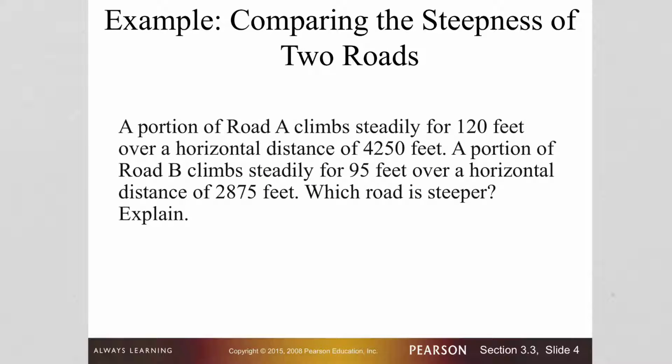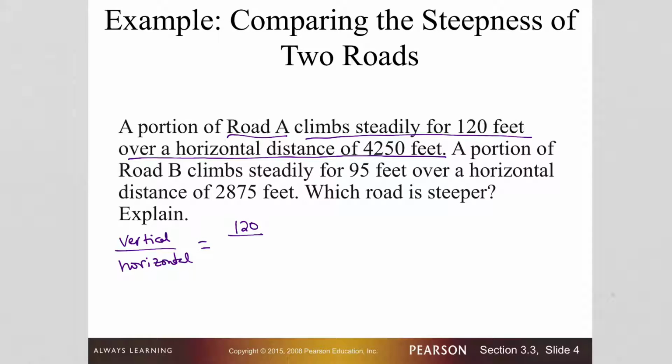All right, so on this page, we are comparing the steepness of two roads. A portion of road A climbs steadily for 120 feet. That's the vertical distance, over a horizontal distance of 4,250 feet. Remember, you do vertical over horizontal. So we're going to compare 120 over 4,250. I don't know about you, but I don't do that kind of math in my head.